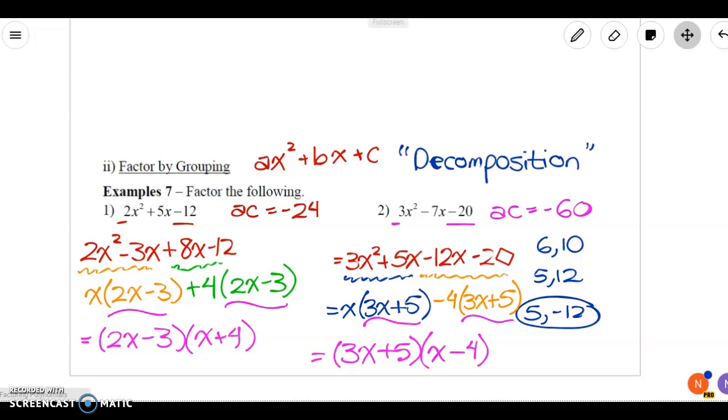It may seem a little longer, but as you get used to doing this a little more quickly, it's actually a pretty fast method. Just as a reminder, I call this decomposition because we break it into the two parts, but it is a form of factoring by grouping.